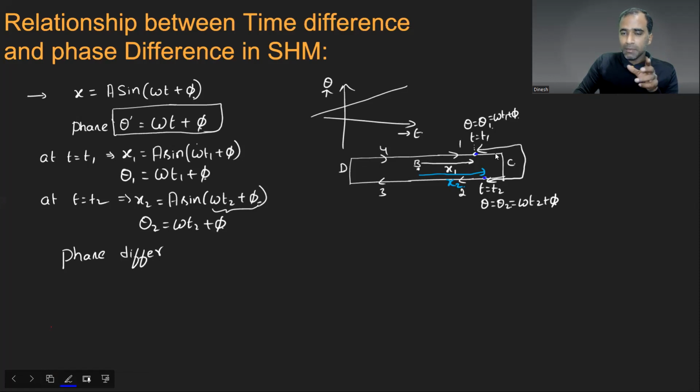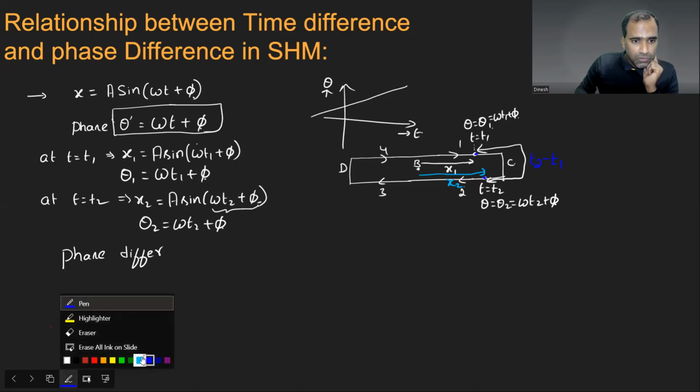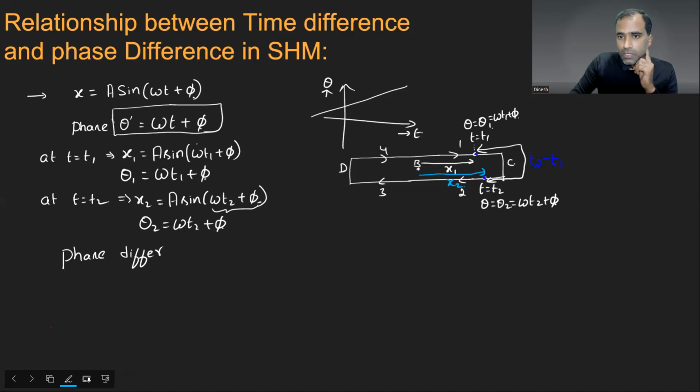What is the time difference? What is the difference in time with which these 2 points are traced? What is it? T2 minus T1. Okay, is it visible? The blue. This is T2 minus T1. Okay, very good.